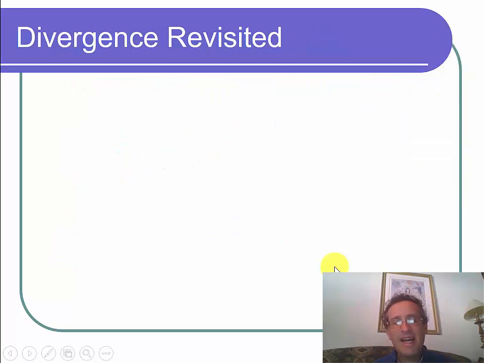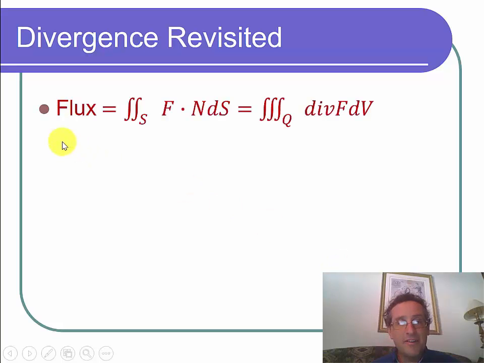I have one last thing to talk about. At the beginning of this chapter, we looked at the divergence at a point, which was just the sum of the three partial derivatives. We just computed it, but now we can actually understand it if we think about the divergence theorem. The divergence theorem is that the flux is equal to the surface integral over the surface S of f dot n dS, and that's equal to the triple integral over the solid Q of the divergence of f dV.